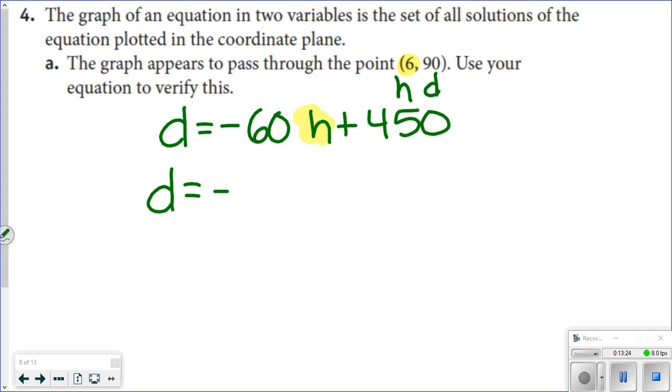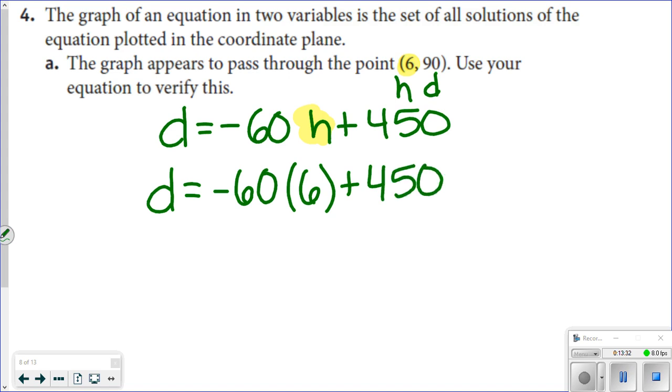So d equals negative 60 times 6 plus 450. Type this into your calculator as one big problem without the d, or you might be able to do this in your head. Negative 60 times 6 plus 450. This is negative 360, plus 450.